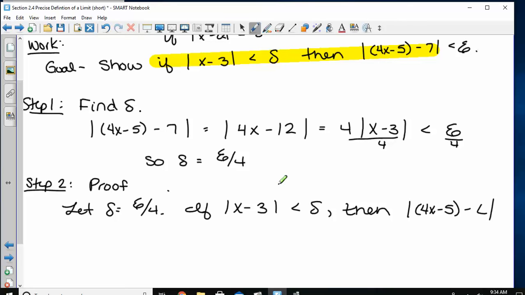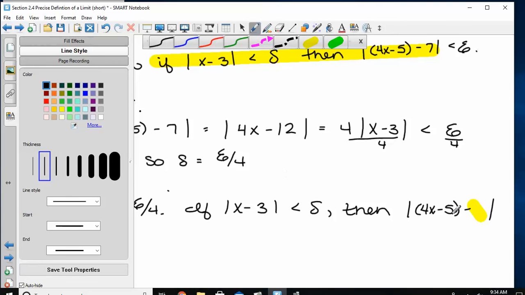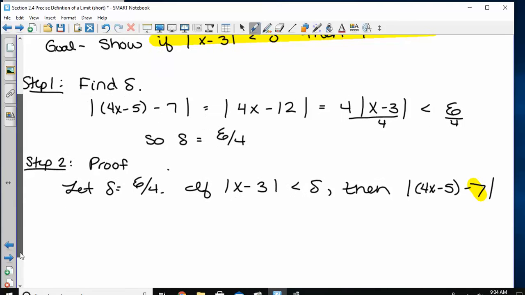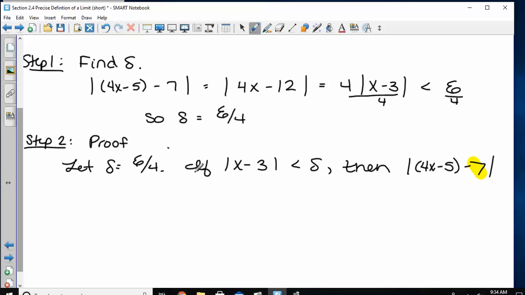So let's start here. Oh, I shouldn't write L though. What was my L on this one? 7. Thank you. Now we're just going to redo exactly what we've already done once. We did it the first time just as work. Now we're doing it as a proof. So that is the absolute value of 4x minus 12. We'll pull out your 4 again.